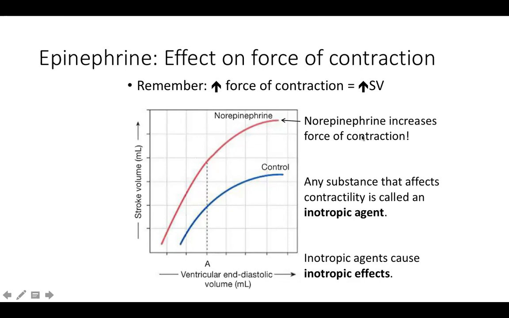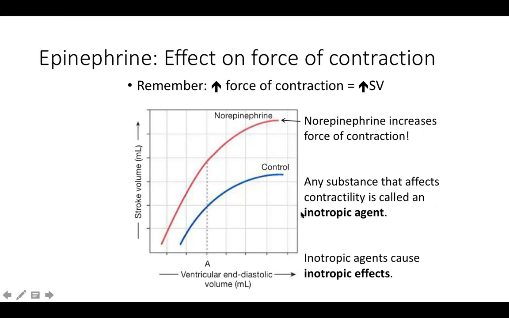So norepinephrine, we know, is a factor that will increase the force of contraction. And in medicine, in physiology, any substance that affects the contractility of the heart is referred to as an inotropic agent. So we would call norepinephrine a positive inotrope because it increases force of contraction. And so anything that affects contractility, we refer to as an inotrope.